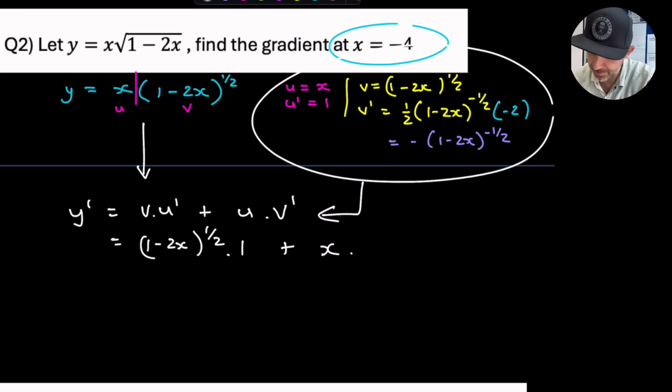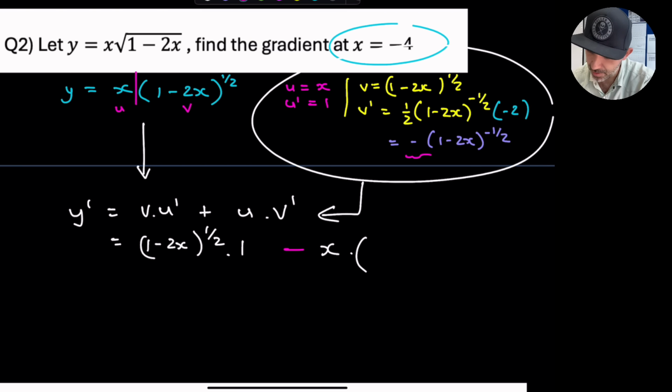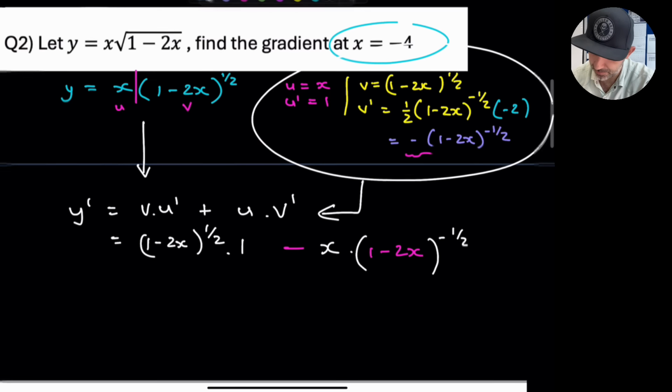U, which is just x, times by the derivative of v, which is negative. So this whole expression actually is going to be negative. So I'm going to change that plus now to a minus. I've put that in pink so you can see what I did, because it is a negative. 1 minus 2x, all raised to the minus half.